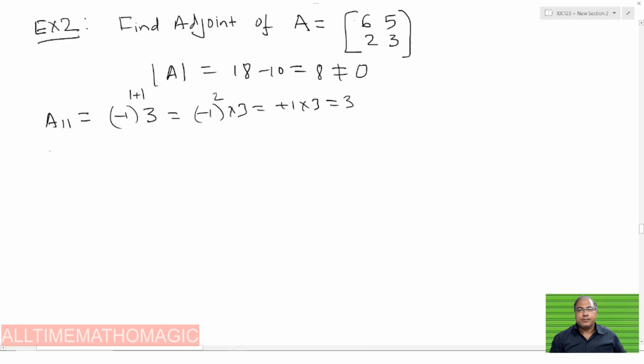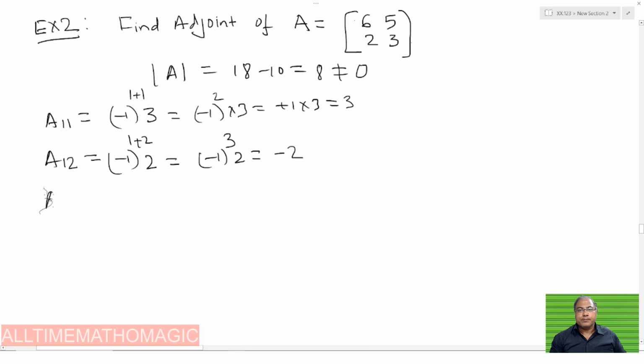Now, the next step is to find the cofactor A12, that is minus 1 raised to 1 plus 2. Here is the 1, so delete the first row, and after that the 2, so delete the second column. What is left? 2. So multiply by 2 here. So that is minus 1 raised to 3, multiplied by 2, which is minus 2.